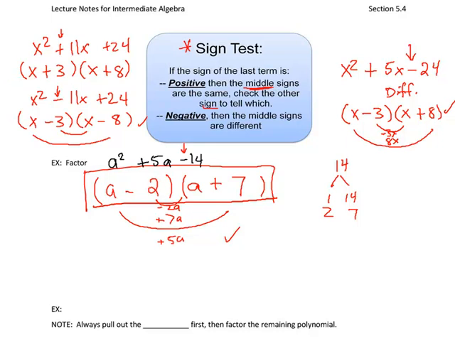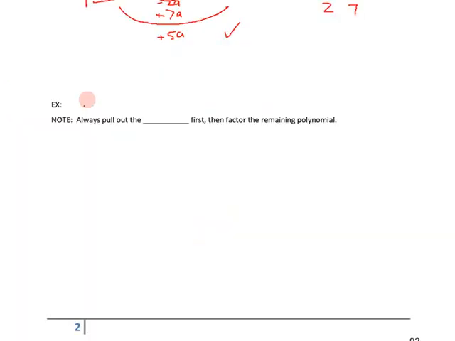Okay, next one. Let's do this example. We've got 4y cubed plus 12y squared minus 72y.